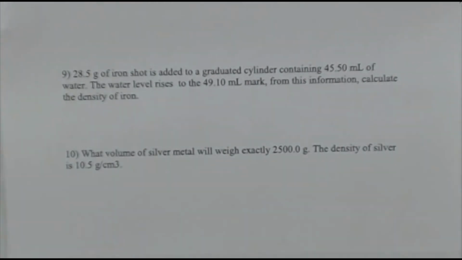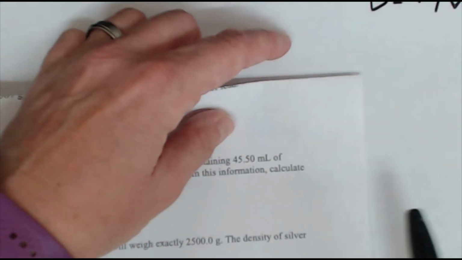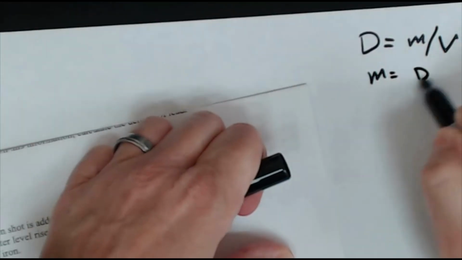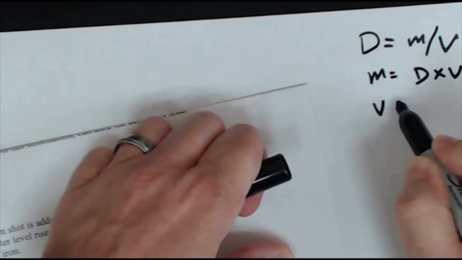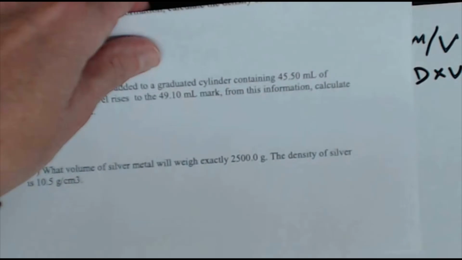Hey folks, we are back one more time. We've been working with the density triangle and doing some density problems. So to start with, we found the density using our formula mass divided by volume. Then we found the mass by using density times volume, and now we're going to find the volume if we are given mass and density. So let's take a look at this problem right here.